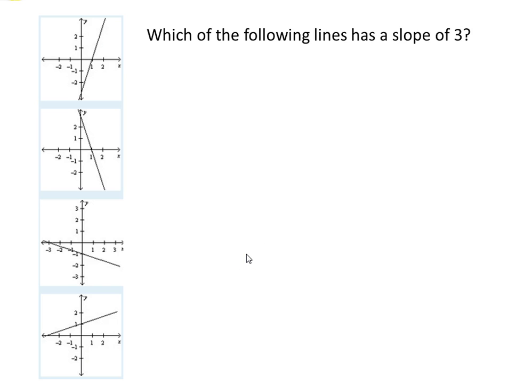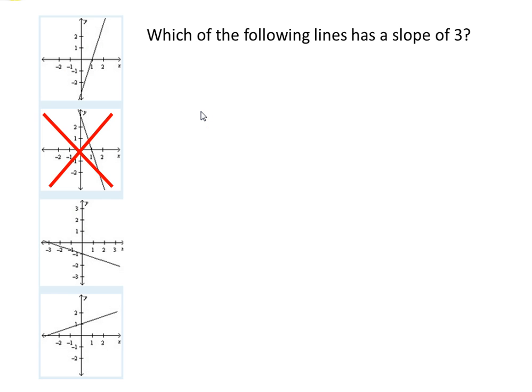Another example, which of the following lines has a slope of 3? We have 3 graphs given to us, and we want to know which of the following lines has a slope of 3, and we want to make a note that this is a positive 3. So just by the fact that this is a positive 3, I can eliminate 2 answers right away. I can eliminate this one, and the reason is because this line has a negative slope. If we read it from left to right, it's going down from left to right. So that's not a positive slope, so that cannot be the answer.